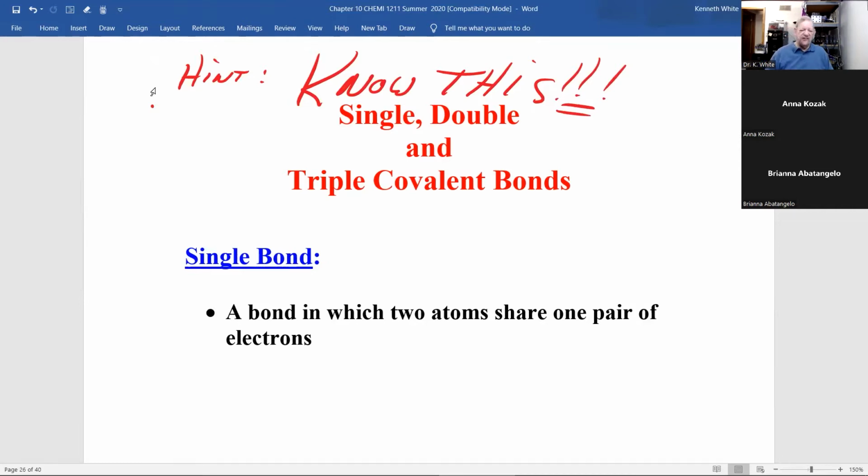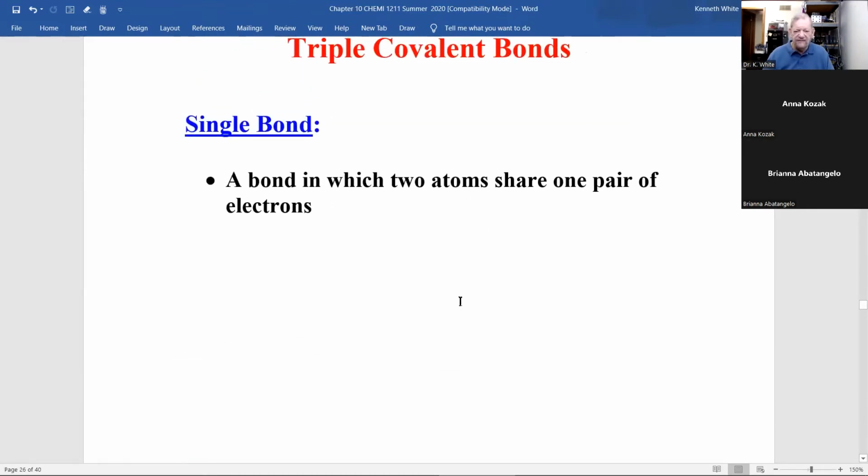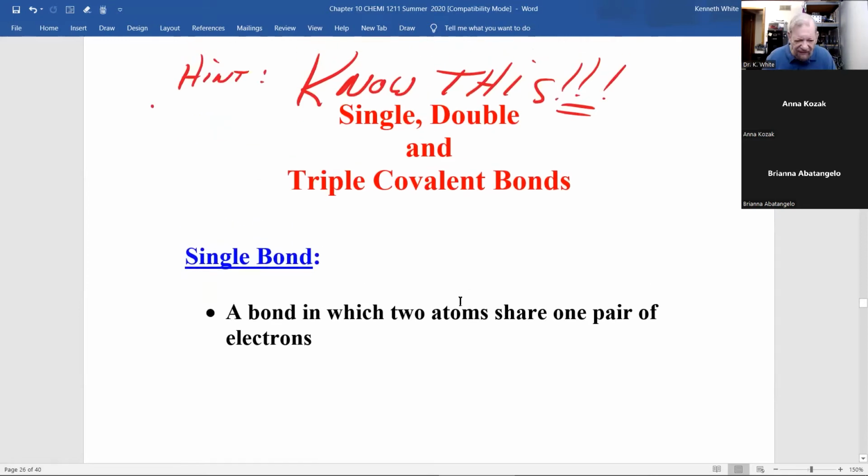And you should know this. There are 3 types of covalent bonds. The first one is a single bond. And a single bond, you should know, is a bond in which 2 atoms share 1 pair of electrons. So this is a single bond, a bond between 2 atoms that share 1 pair of electrons. Remember, pair means 2.